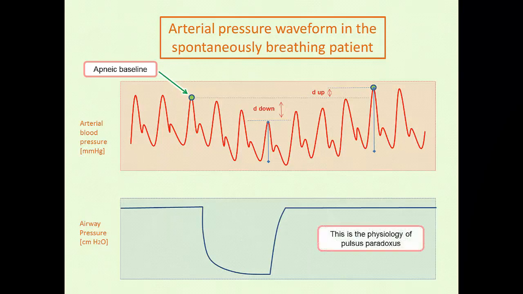And this is really the physiology of pulsus paradoxus. So everyone has a somewhat normal pulsus, right? A normal drop in your systolic pressure is less than 10 millimeters of mercury, but much more than that can suggest pathology, and that is the pulsus paradoxus physiology.